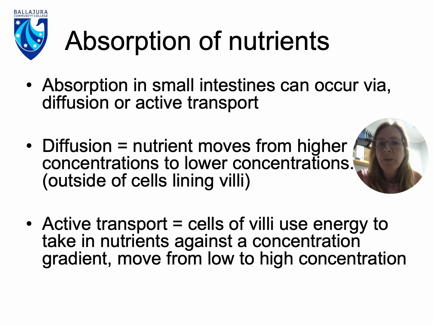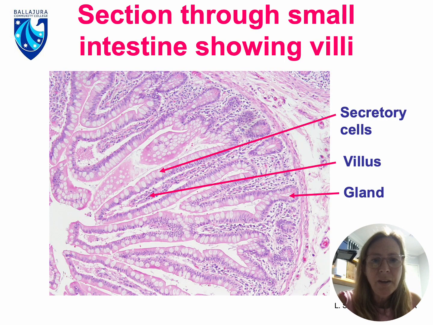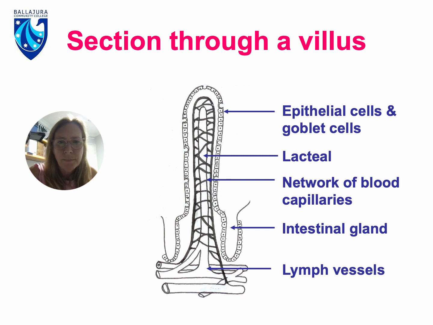Absorption in the small intestines can occur via diffusion or active transport depending on what the nutrient is. Diffusion is when a nutrient moves from a high concentration to a lower concentration. And active transport is when the cells of the villi use energy to take in nutrients against the concentration gradient. And this is a light microscope image of some villi in the intestine, and a labeled diagram this time.